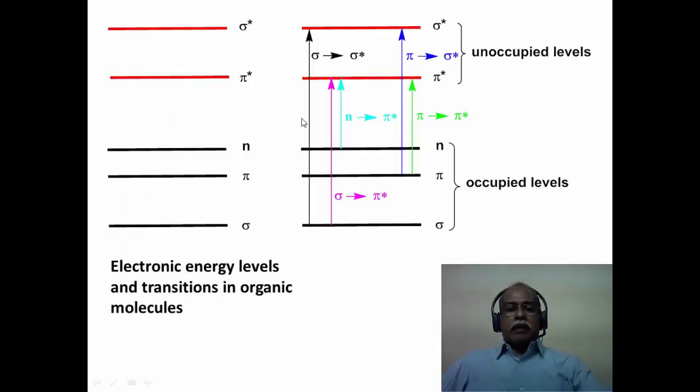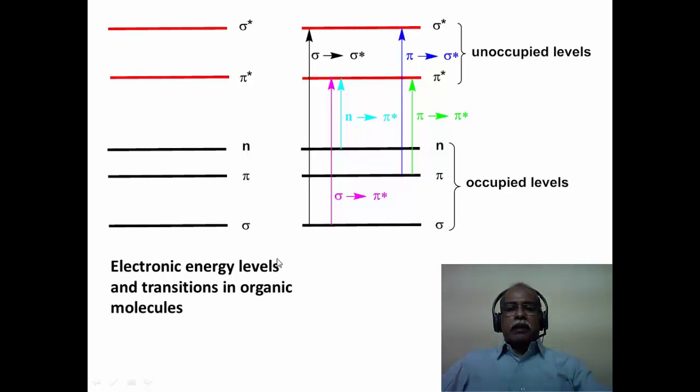Now these are the common energy levels associated with organic molecules. Organic molecules invariably have sigma bonds, so they will have sigma electrons. Unsaturated compounds will have pi electrons also, and compounds with heteroatoms like nitrogen, oxygen, sulfur and so on, in addition to pi electrons and sigma electrons, can also have the non-bonded electrons. Then you will have the corresponding pi star molecular orbital and the sigma star molecular orbital. The possible transition states are shown here.